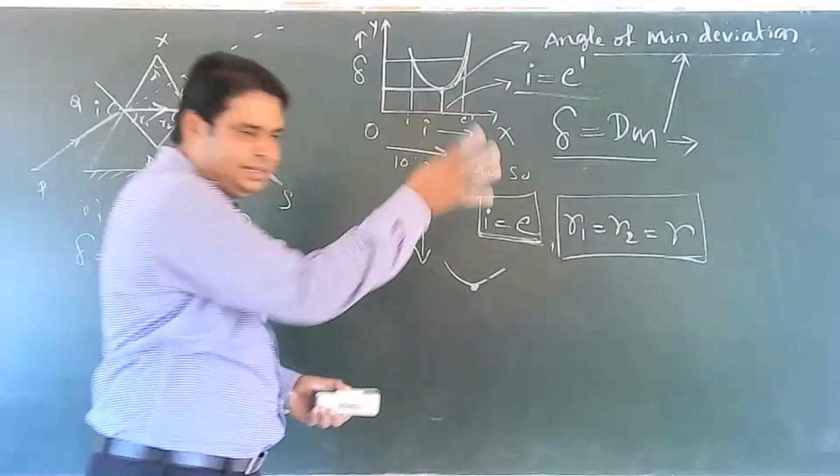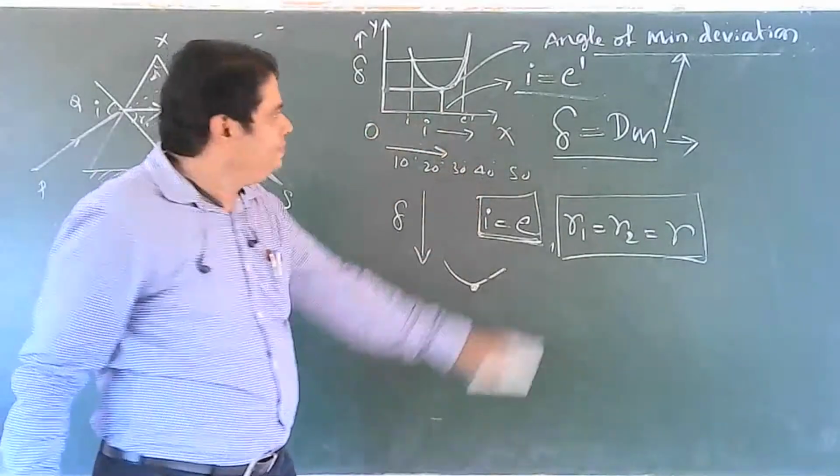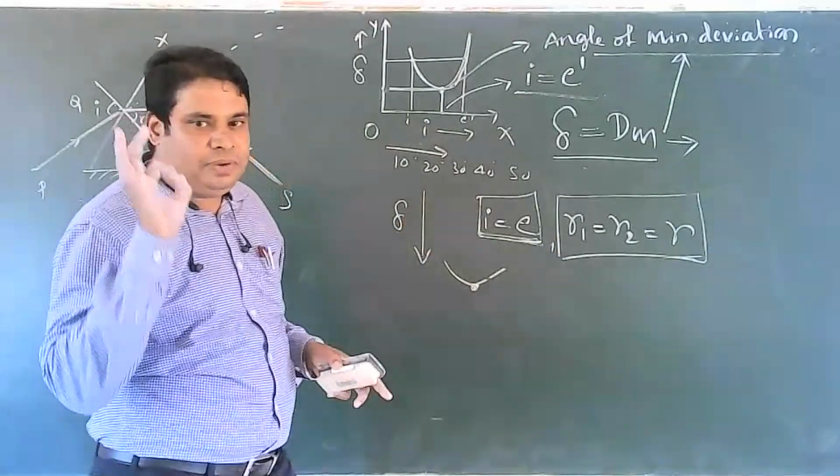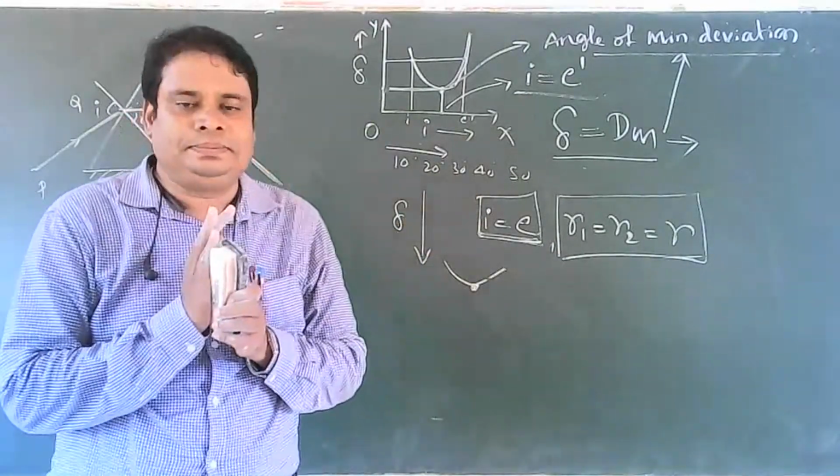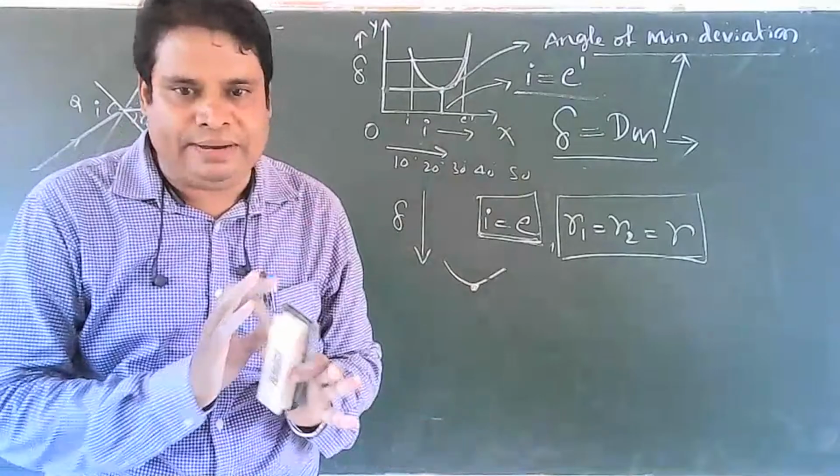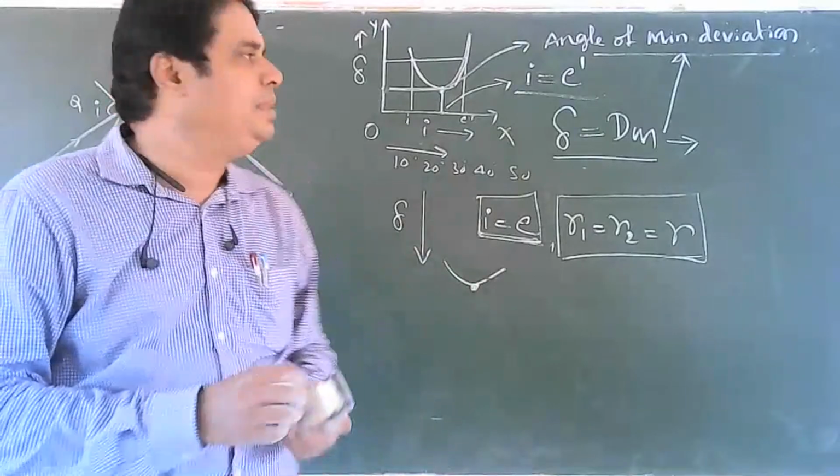If you are familiar with these things, this graph is not very important. These conditions are important. If you remember these things, your derivation is over. Okay?